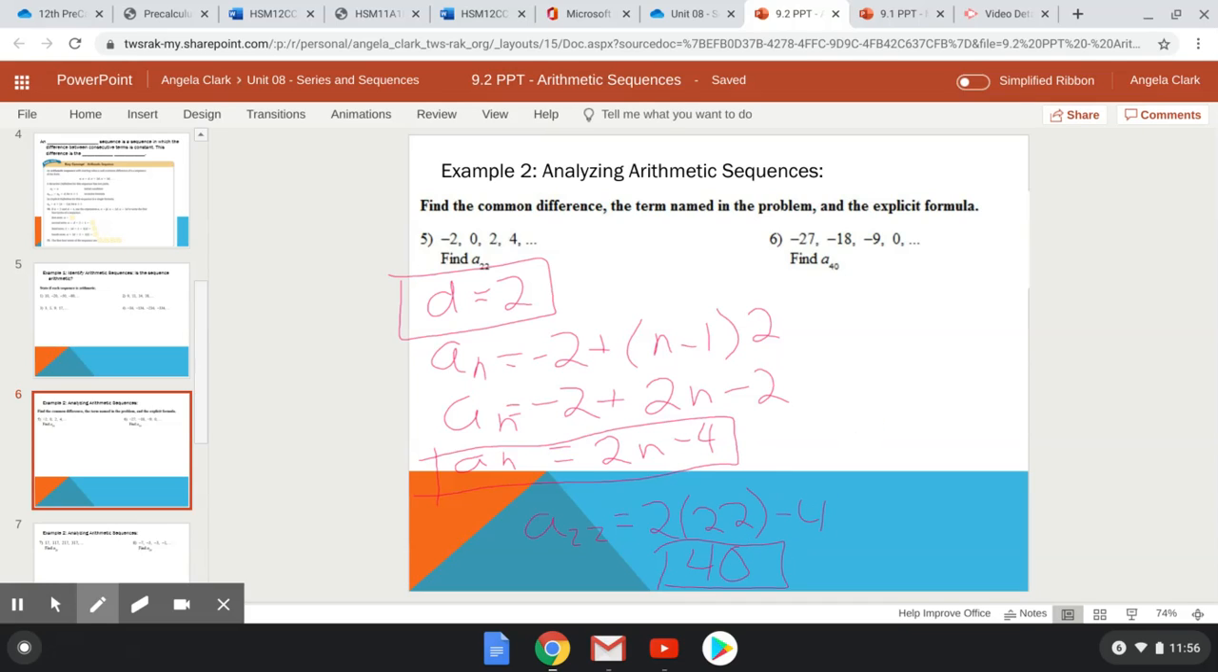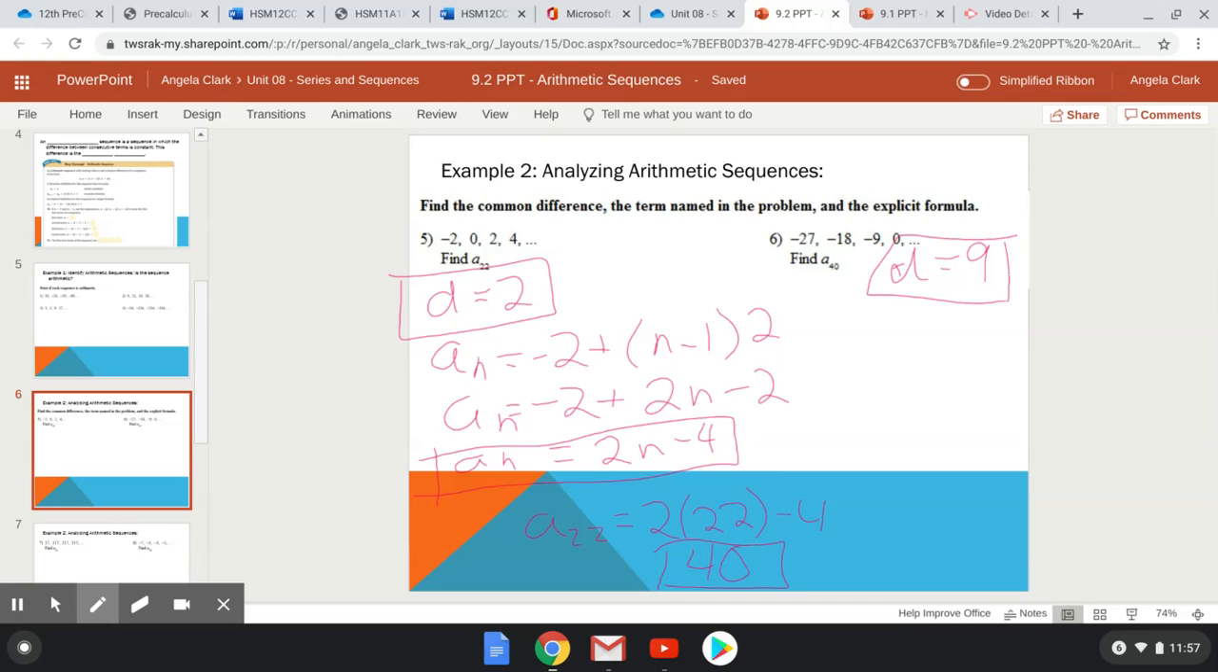So let's do the same thing with this example, number 6. So first I want to see what my common difference is going to be. So this time I'm adding 9 each time. See that we're going from -27, -18, -9, 0. So we're adding 9 each time. So D equals 9. So that's one of our pieces that we're looking for.